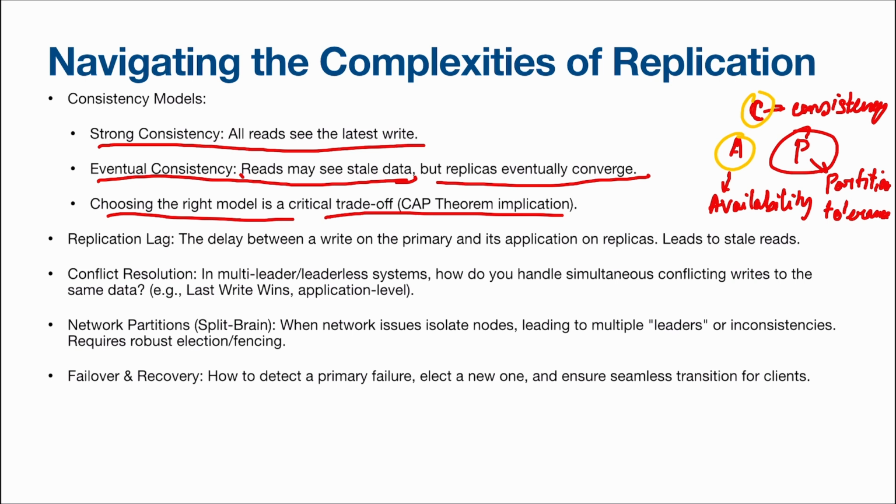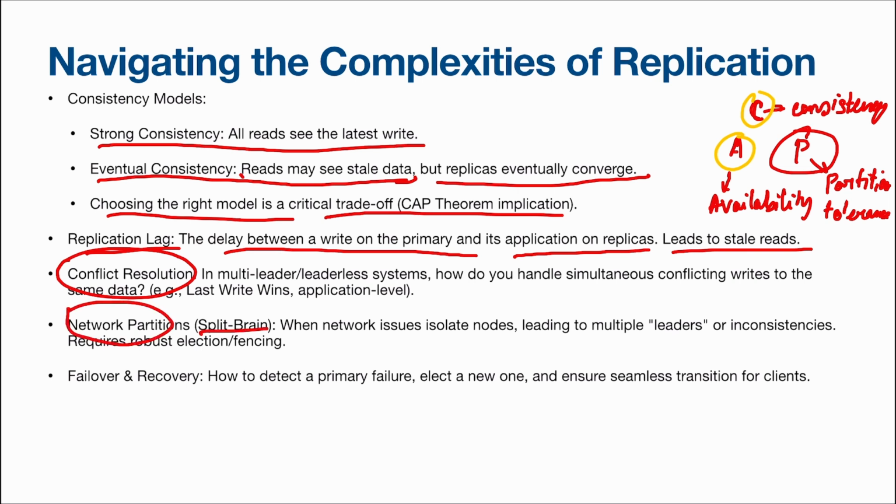Then the replication lag, the delay between a write on the primary and its application on replicas, can lead to stale reads. Then conflict resolution, of course we talked about it. It's a complicated problem to solve when there are multiple writes on multiple leaders on the same data. Then there can be network partitions, and due to network partitions there is split brain. This is a typical problem in case of replication.